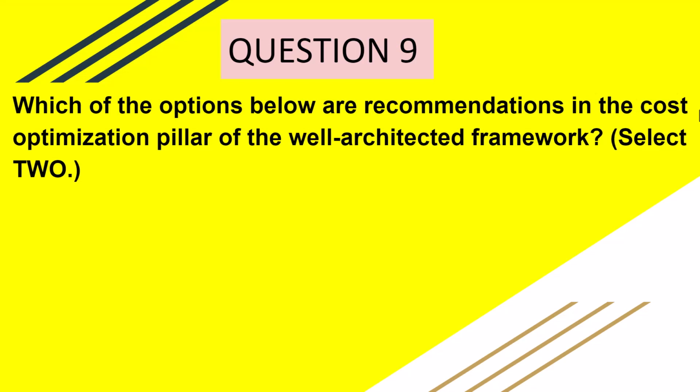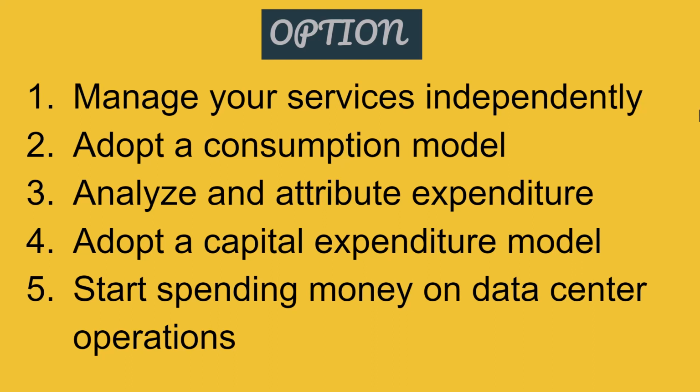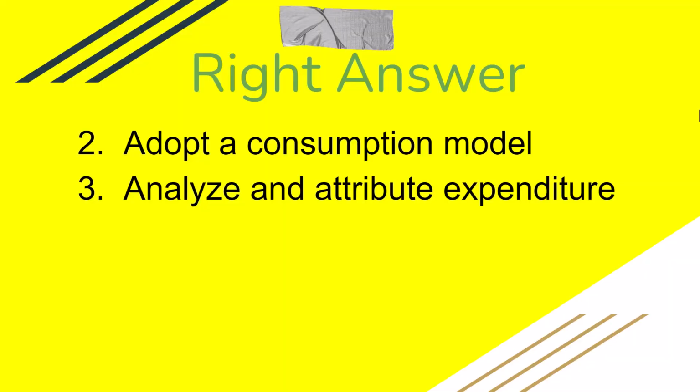Question 9. Which of the options below are recommendations in the cost optimization pillar of the well-architected framework? Select 2. Option 1. Manage your services independently. 2. Adopt a consumption model. 3. Analyze and attribute expenditure. 4. Adopt a capital expenditure model. 5. Start spending money on data center operations. Right answer is 2. Adopt a consumption model. 3. Analyze and attribute expenditure.